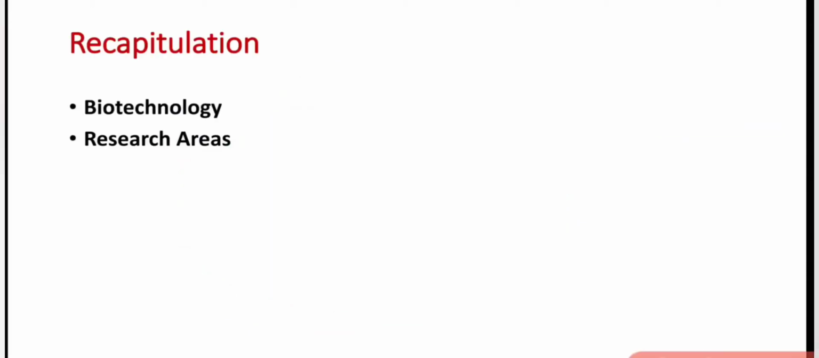Now let's recapitulate what we have learned today. We have learned about biotechnology, which is the technology which deals with the modification of living beings by modifying their genes or by modifying the expression of genes to get the desired product. And the different research areas of biotechnology like pharmaceutical, agriculture, medicinal area, then bioremediation, environmental issues which are dealt with by using the biotechnology, bioinformatics, medical biotechnology is there, and gene therapy is there. So these are certain research areas with which biotechnology deals.